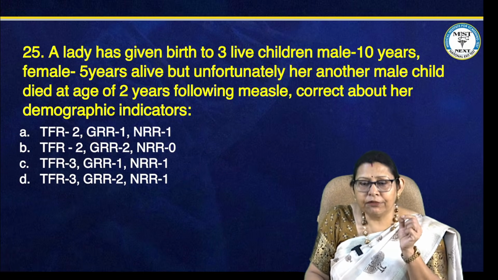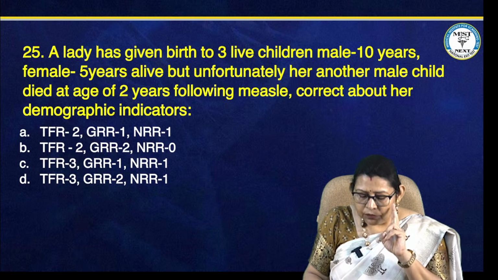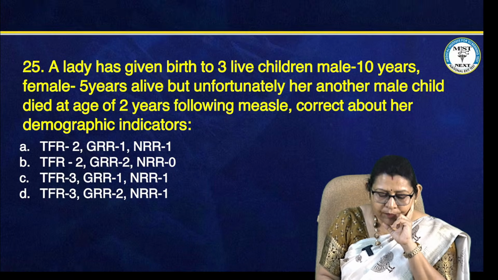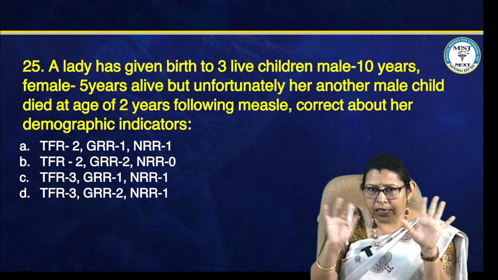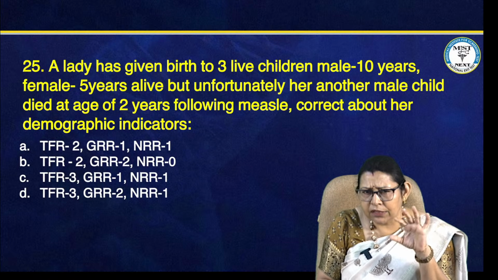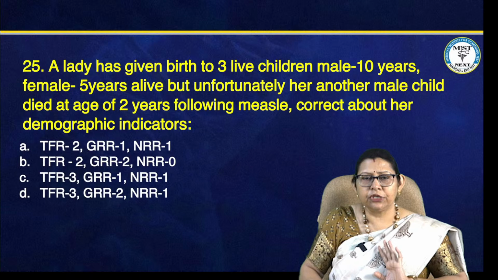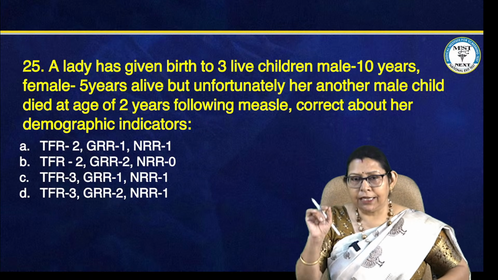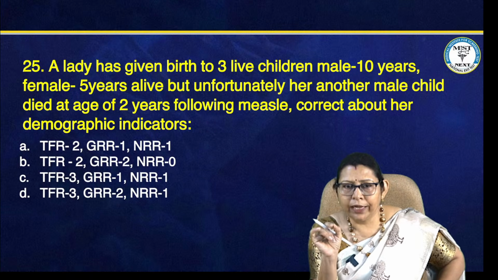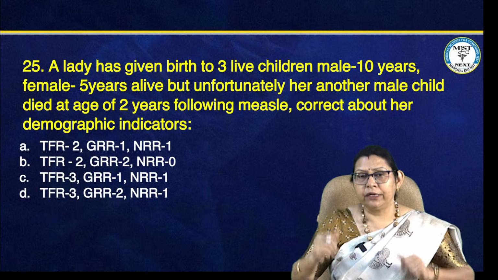A lady has given birth to 3 live children, one male 10 years, female 5 years. So again the big question, what is correct about the demographic indicator? Quickly see the choices: TFR, GRR and NRR. ठीक है, 3 चीजें पूछी हैं, जहां पे भी big question हो, see the last 2 lines, choices, तो आपको पता चल जाएगा कि what they are trying to ask. So quickly remind the definition.